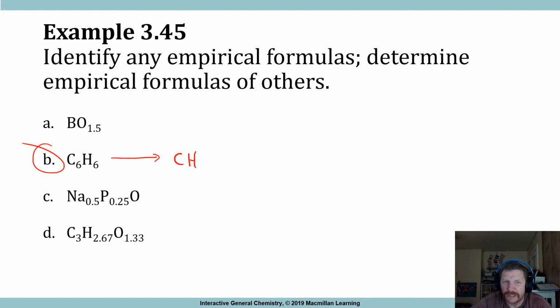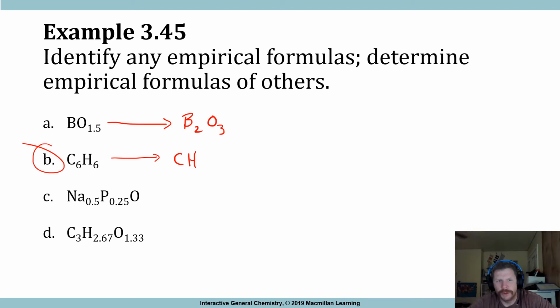Okay, the rest of these answers are all fractions. They're not whole numbers. So what we can do with them is basically multiply them or compare them to one another and multiply them to come up with whole numbers. So if you looked at this as 1.5 to 1, you could come up with B2O3. Because if you multiplied both of these subscripts by 2, you would come up with a whole number.